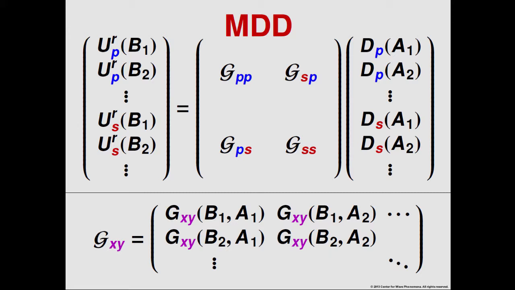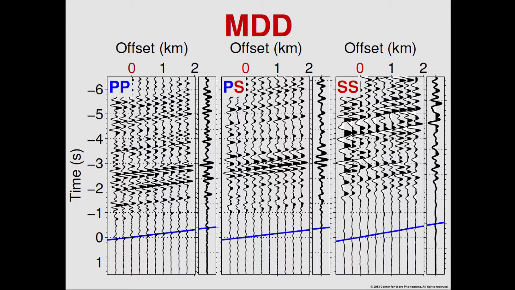After solving this inverse problem, we obtain decomposed wave fields in PP, PS, and SS reflected waves. Note that these MDD wave fields don't include any crosstalk between P and S waves, between direct waves, or between different receivers.